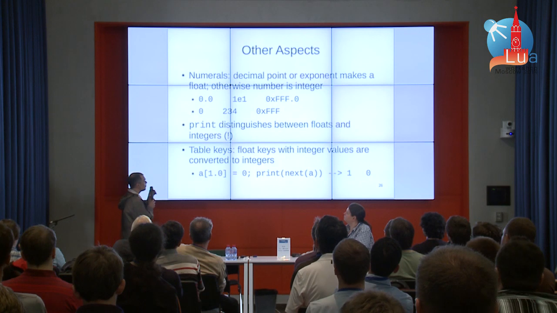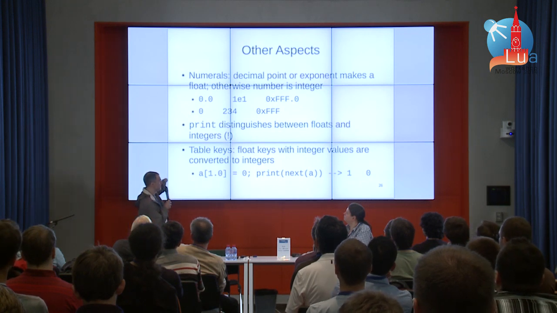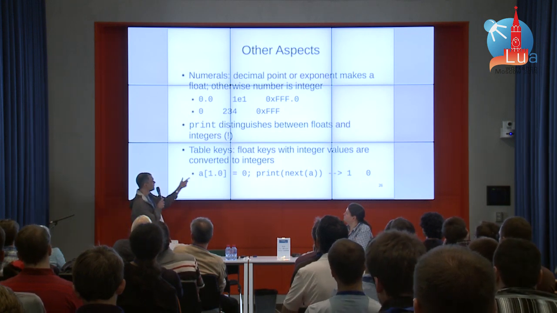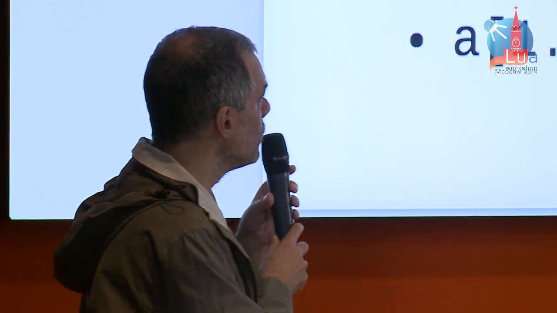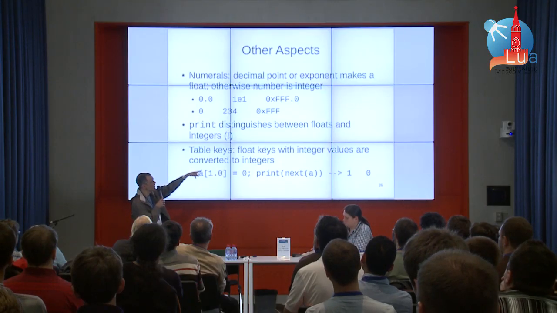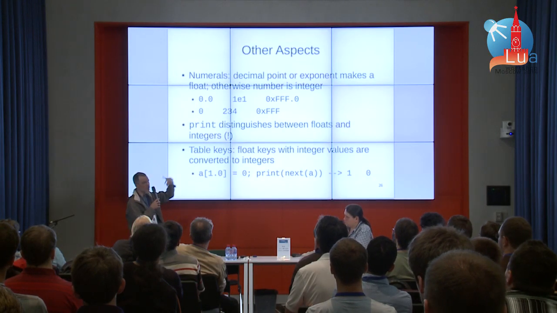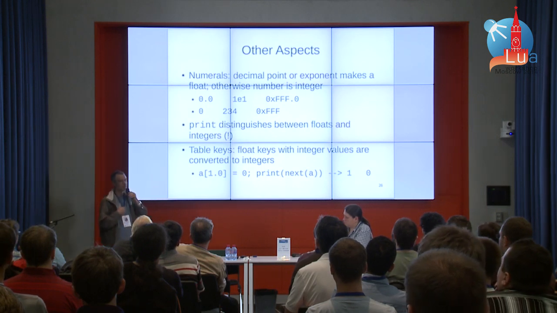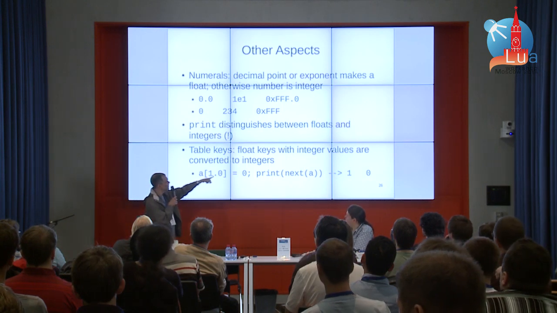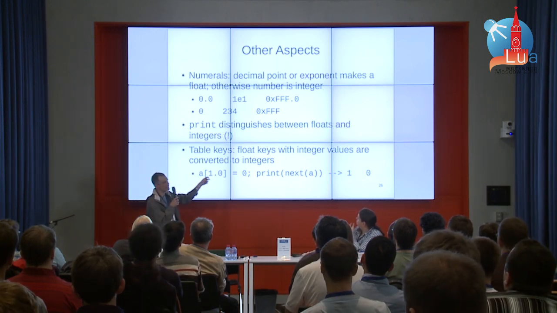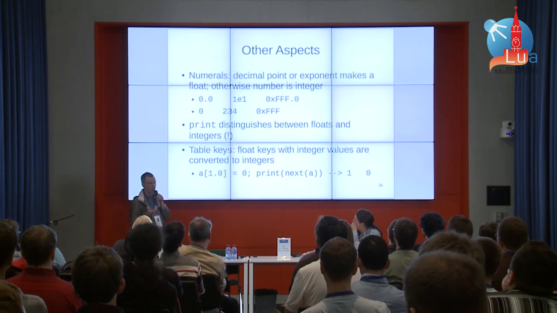And another subtle point is table keys. Because 1.0 and 1 are mostly the same, it would be very strange if they indexed different indices in a table. So we adopted the rule that any float key that has an integer value is converted to an integer key. So if you add something to 1.0, you are actually adding it to key 1.